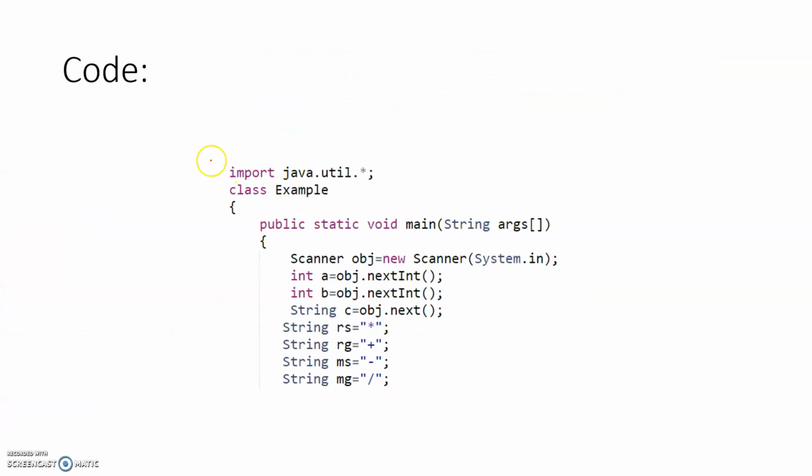The code is very simple. Import java.util.*. First I am importing the package, because we have to use the Scanner class to take the input, and the Scanner class is in the util package, right? So class Example, then public static void main(String[] args). Now Scanner obj = new Scanner(System.in). We are creating the object of the Scanner class. Then int a = obj.nextInt(). nextInt is a method of the Scanner class.